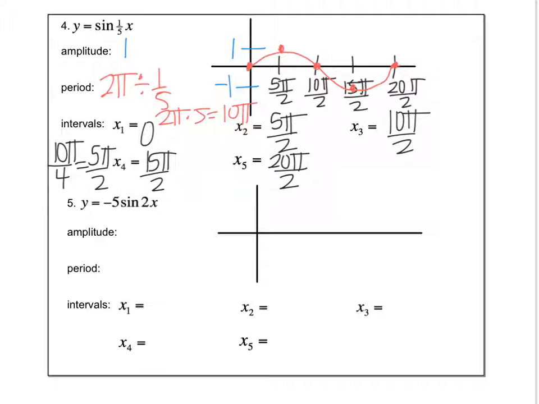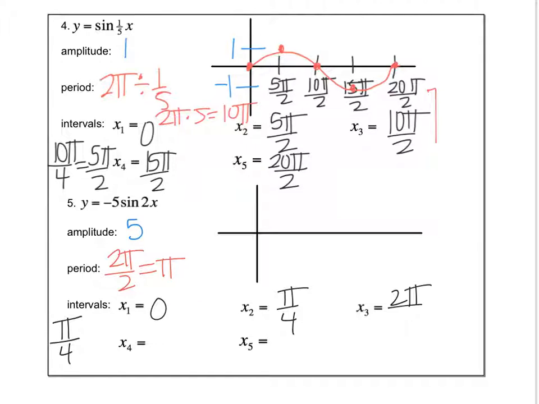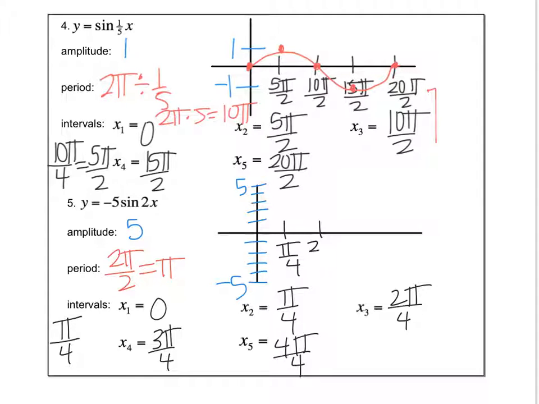I come everywhere. I'm going to fill this one in real quick. Amplitude is 5. Period is going to be 2 pi divided by 2, which is pi. So what's my increment going to be? Pi over 4. That's what I'm going to increase by. So this is pi over 4. This is 2 pi over 4. This is 3 pi over 4. And this is 4 pi over 4. So the y-axis, I should have gone up 5 and down 5. And then the x-axis, those are my values. Pi over 4, 2 pi over 4, 3 pi over 4, 4 pi over 4. If you want to reduce them, you can.